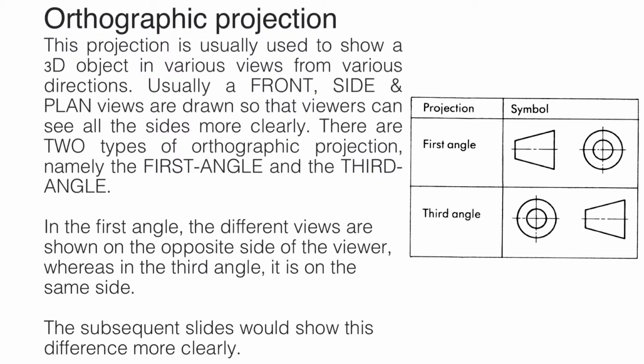Lastly, I would like to touch a little bit on orthographic projection. In orthographic projection, we have two types: firstly, the first angle, and the second one will be the third angle. Now, there is no such thing as a second angle projection, so don't be mistaken that there is something over here that is not being featured.